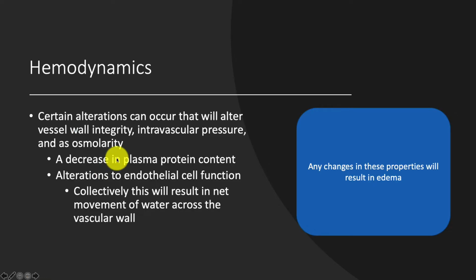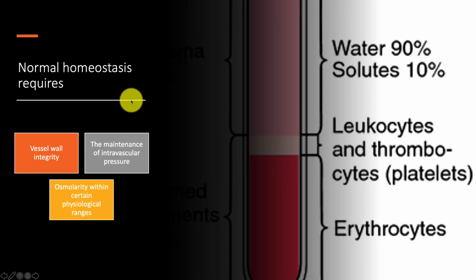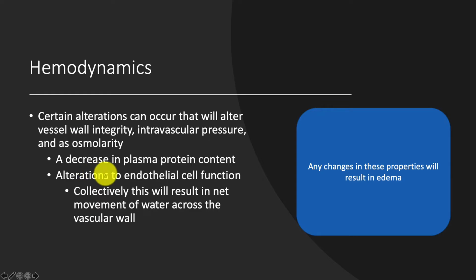So now if we move on, when we talk about changes in hemodynamics and alterations, most of the time these are pathological conditions. So these alterations can occur, and they'll alter these things here, right? They'll alter vessel wall integrity. They'll alter pressure that is supposed to be maintained throughout the body. And they will alter osmolarity within physiological ranges. These things will all change when there's the presence of any sort of disease or complication.